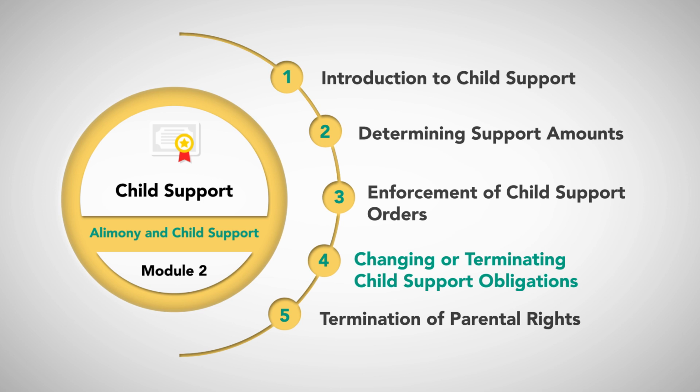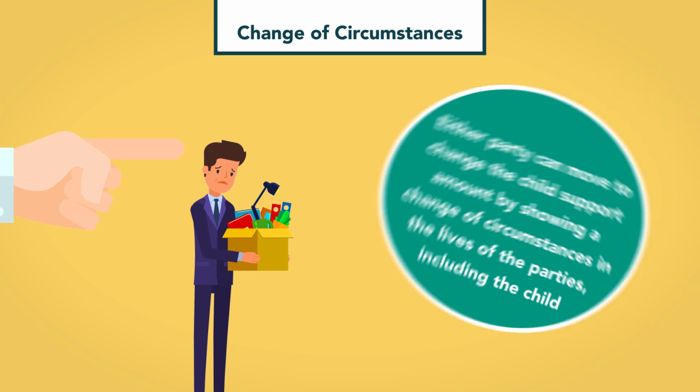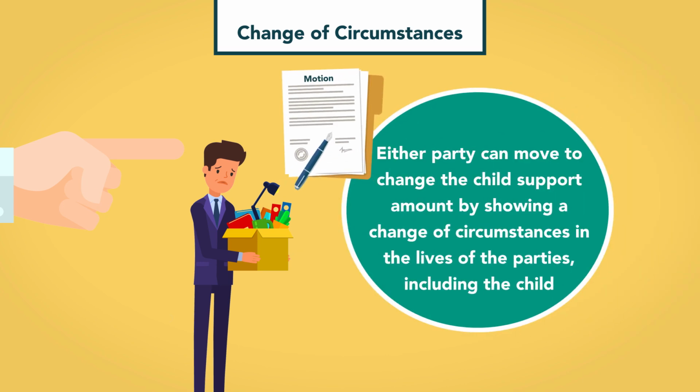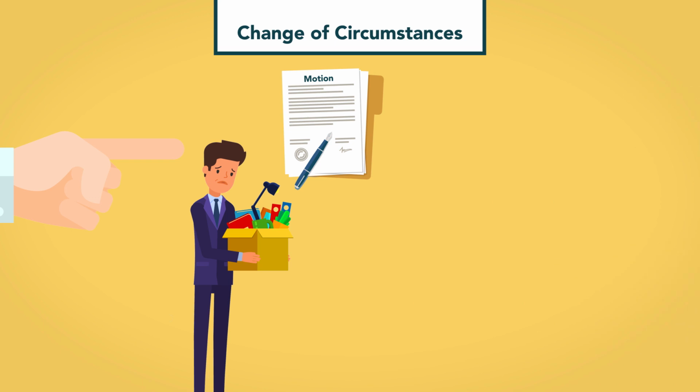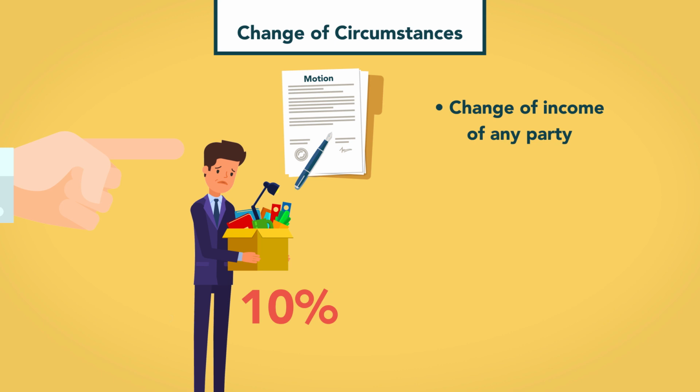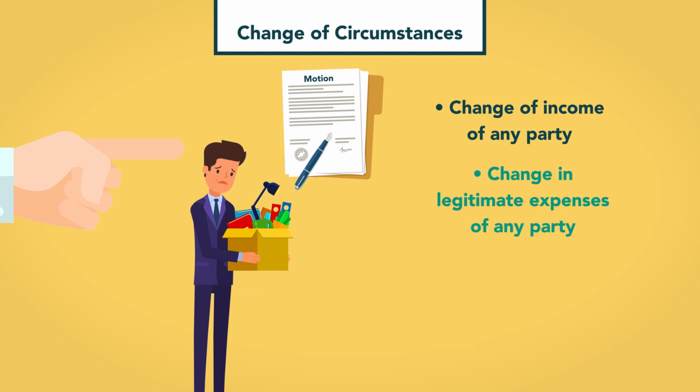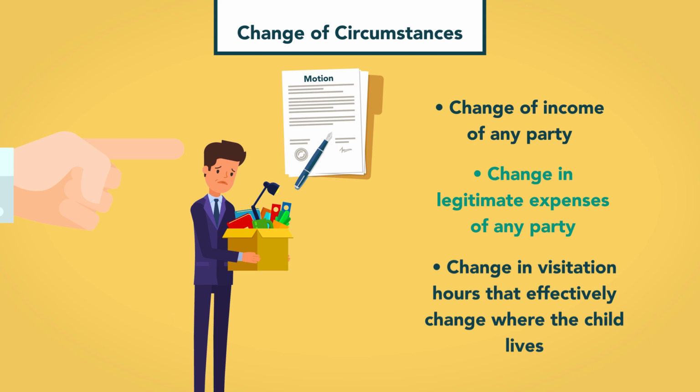Changing or terminating child support obligations. Change of circumstances. Either party can move to change the child support amount by showing a change of circumstances in the lives of the parties, including the child, although many courts limit the number of times that motion can be filed and heard, often once a year. A change of circumstances can be a change of income of any party, which usually must be at least 10%, a change in legitimate expenses of any party, a change in visitation hours that effectively change where the child lives, or other changes that definitively affect the lives of the parties.